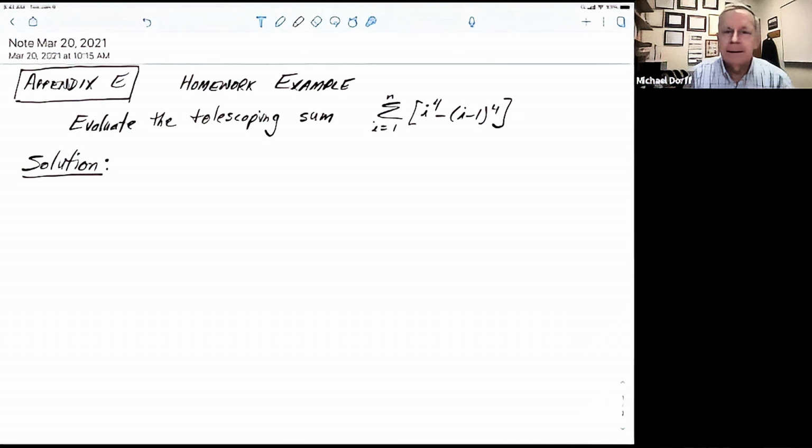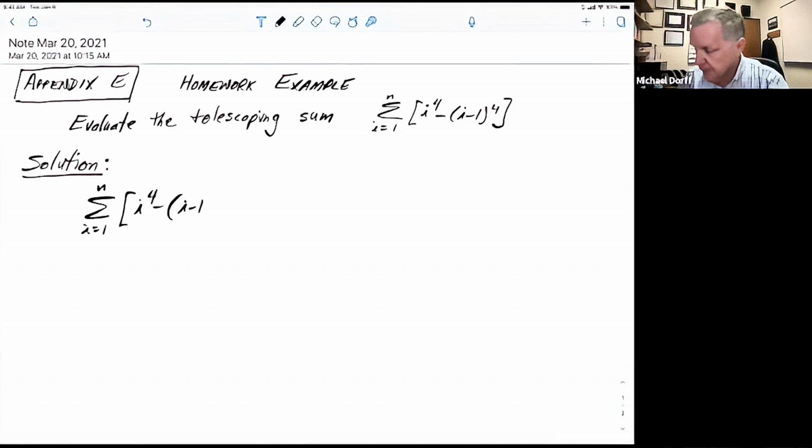We're in Appendix E on sigma notation, and we're going to look at the following homework-like example that involves telescoping sums. So let's write down what the sum is. We have the sum from i equals 1 to n of i to the fourth minus (i minus 1) to the fourth. And let's write down some terms.